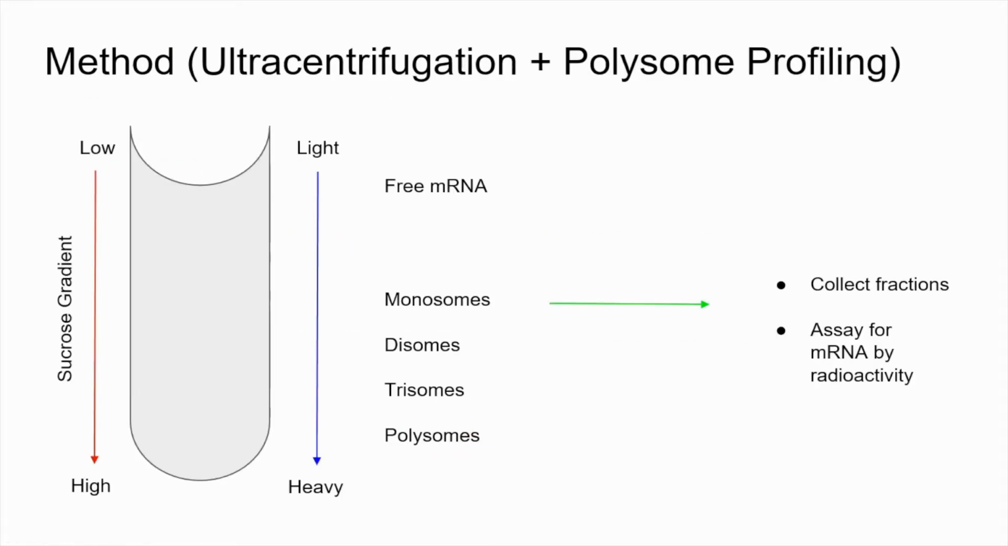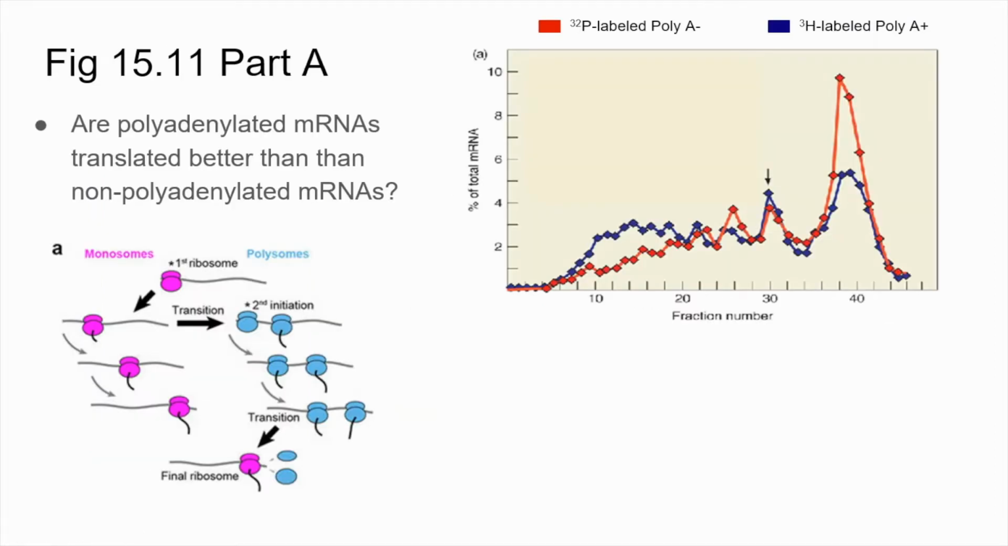Then, after they collect the extract, the authors perform ultracentrifugation and polysome profile, as we described earlier. The only difference is this time they're assaying for radioactivity, because keep in mind, each variant of mRNA has a unique radiolabel. So part A of the figure is used to answer the question, are polyadenylated mRNAs translated better than non-polyadenylated mRNAs? To study this, they looked at the number of ribosomes bound to the mRNAs.